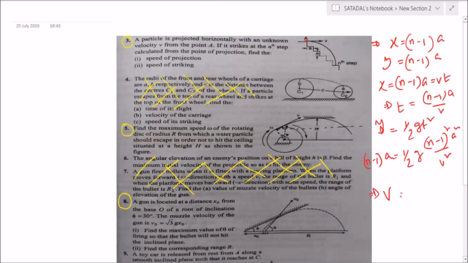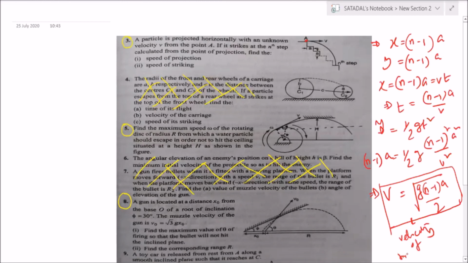Y is equal to half g, t square means (n minus 1) square a square by v square. Y is (n minus 1) into a. So from here v is equal to how much are you getting? Root under of g into (n minus 1) into a divided by 2, if I am not wrong. Correct? This is the velocity of projection.